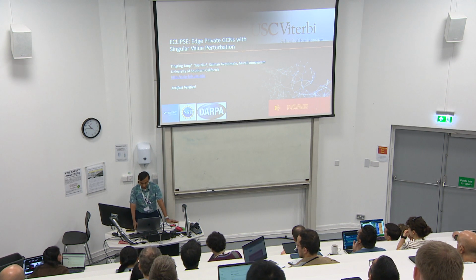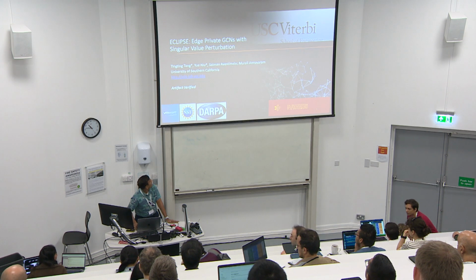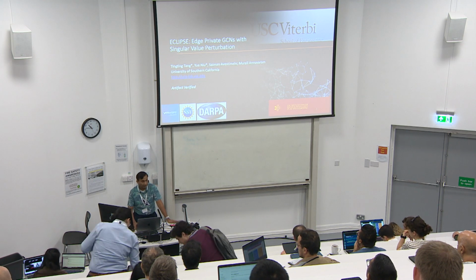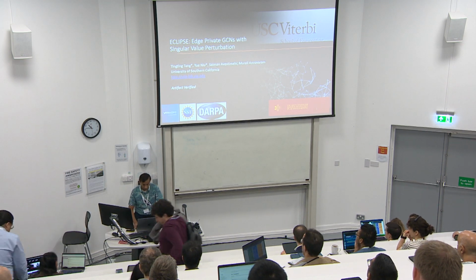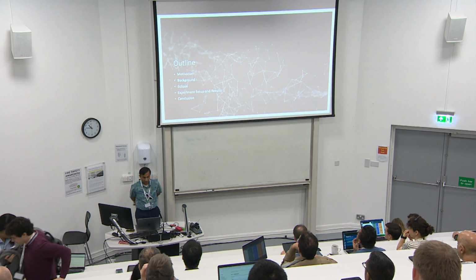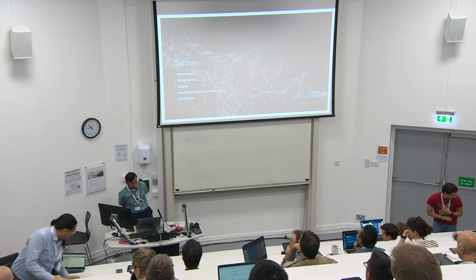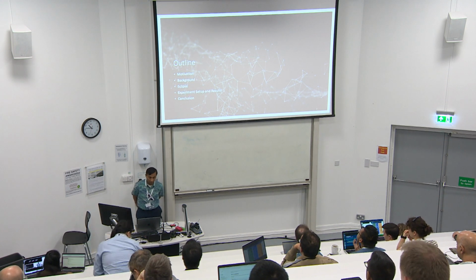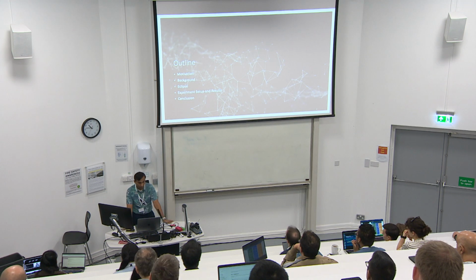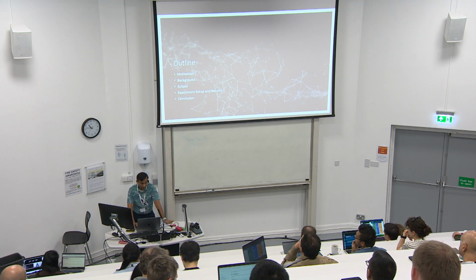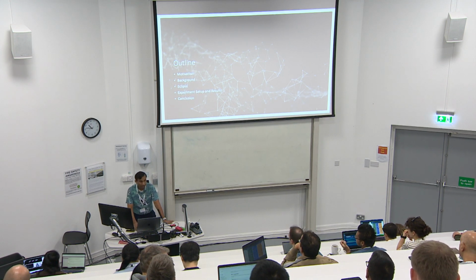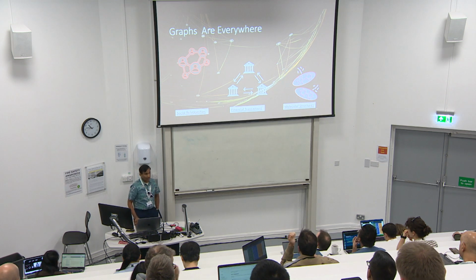And so with respect to the talk today, we're going to focus on edge private GCNs with singular value perturbation. And so it's funded through NSF, DARPA, VMware, and we have a USC Meta Center that's also funding this work. And so with respect to the outline, I'm going to present some motivation of our work, some background, followed by the Eclipse technology that we developed, and then the experimental setup and results will be presented at the end.